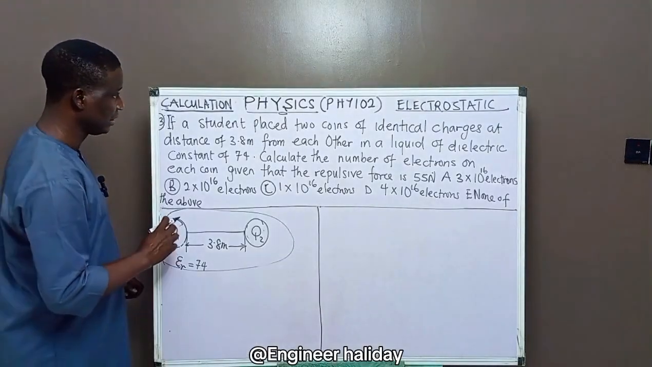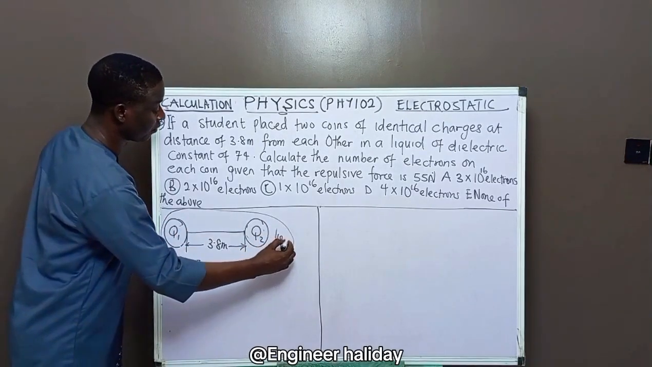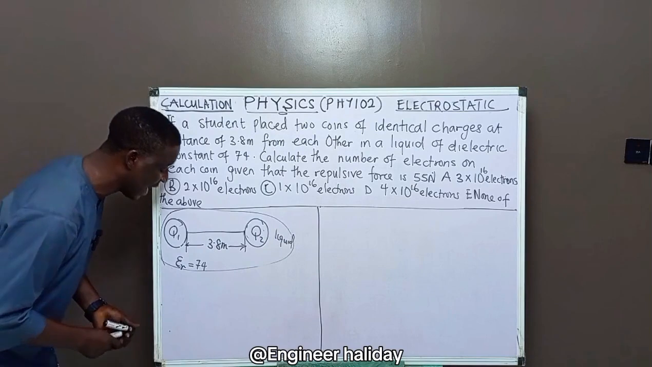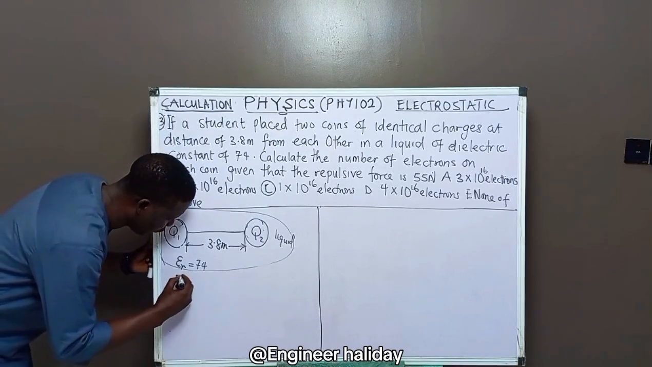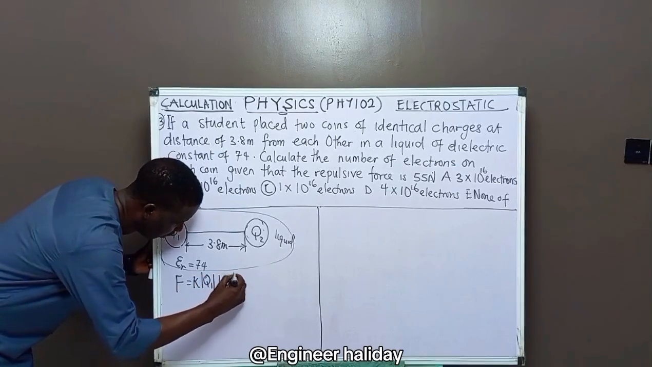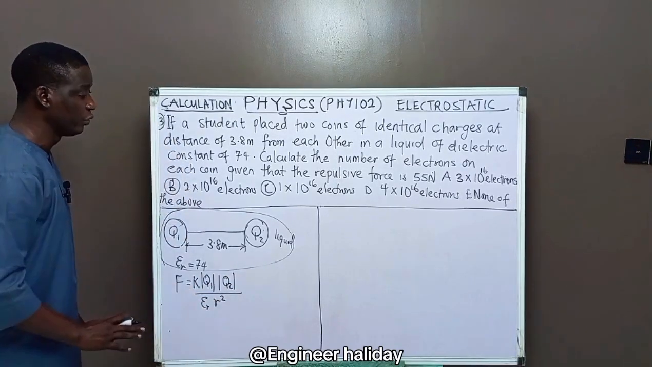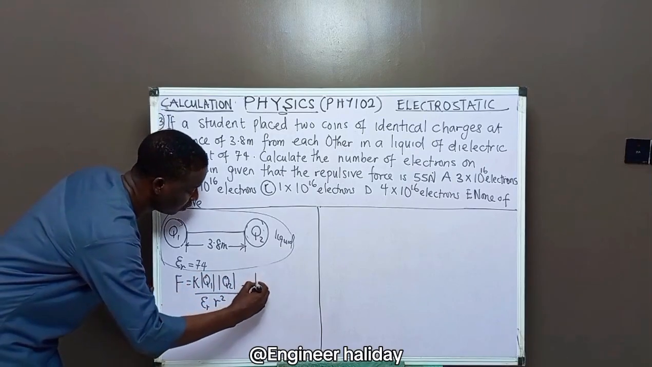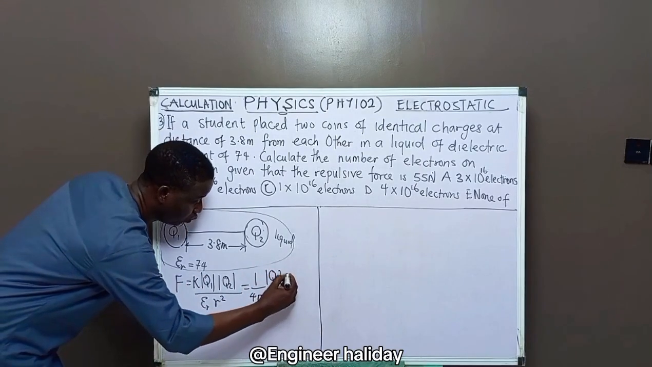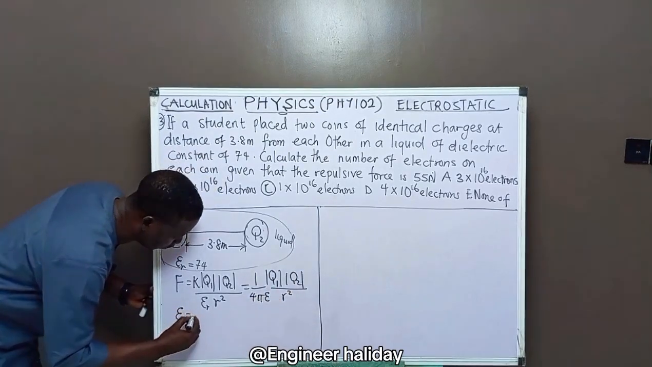That means each coin is a charge and they are separated by a distance in a liquid. Don't forget, in the other question that we solved, question 2, we assumed air. But in this question, the force is equal to K absolute Q1 absolute Q2 over epsilon naught R square. So that is what we want to use. It's the same thing as 1 over 4 pi epsilon, Q1 absolute Q2 absolute over R square, where this epsilon is equal to what?